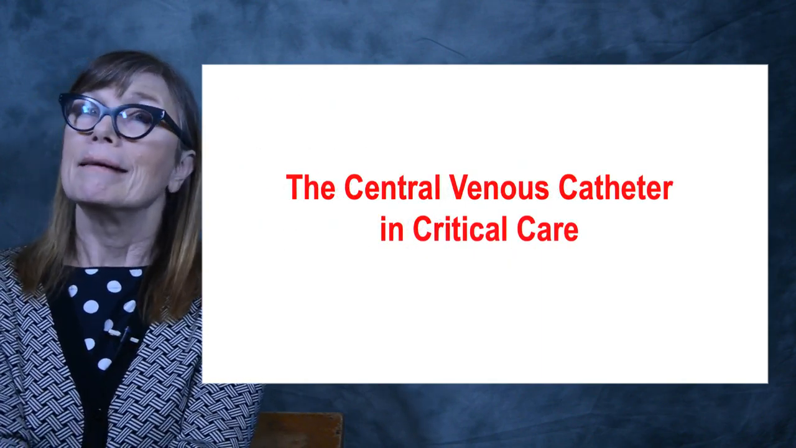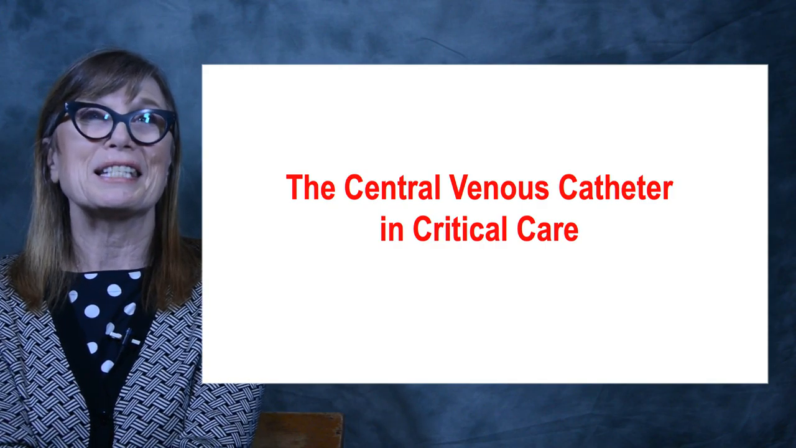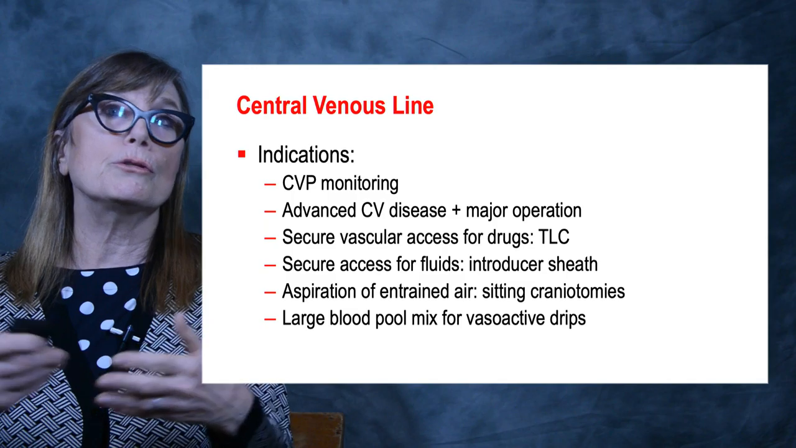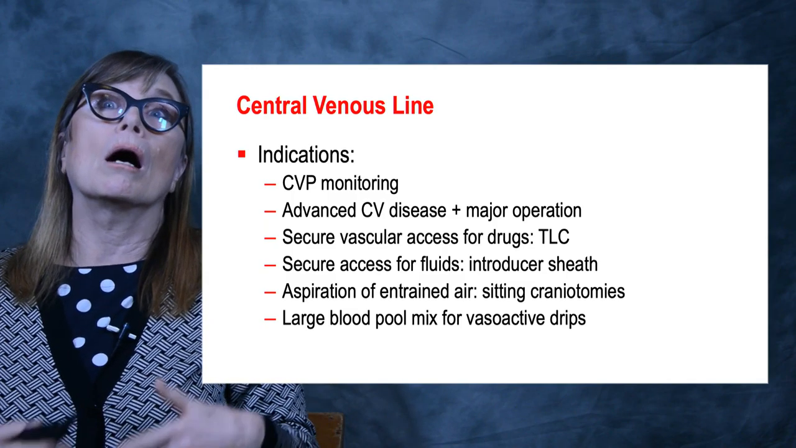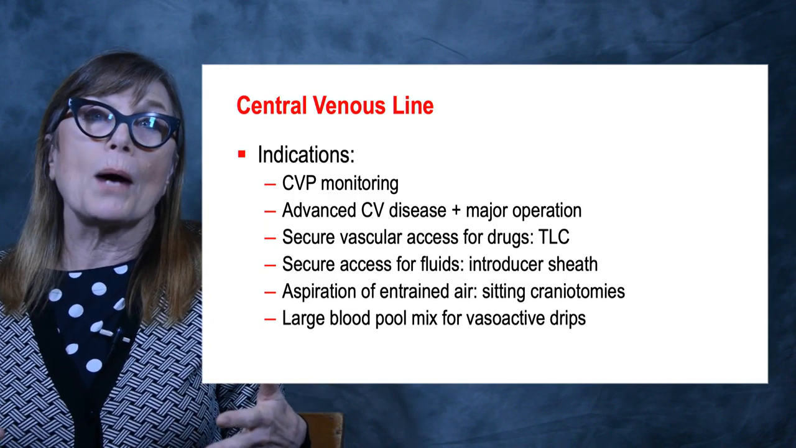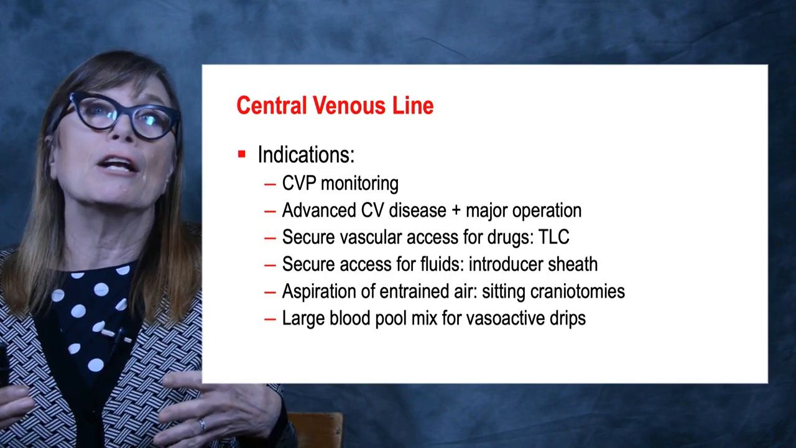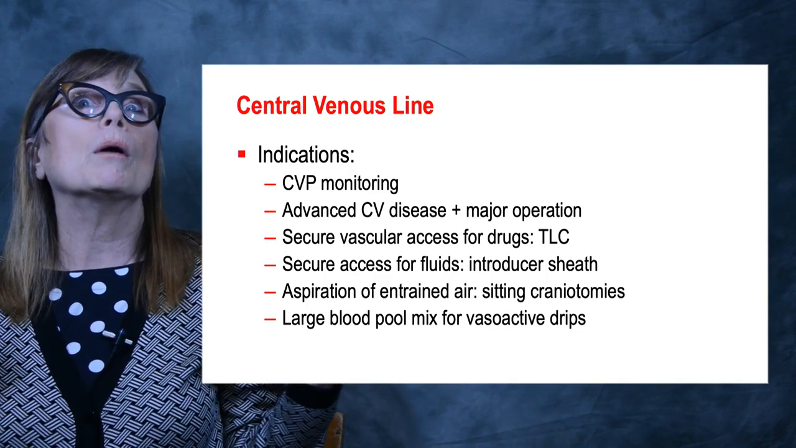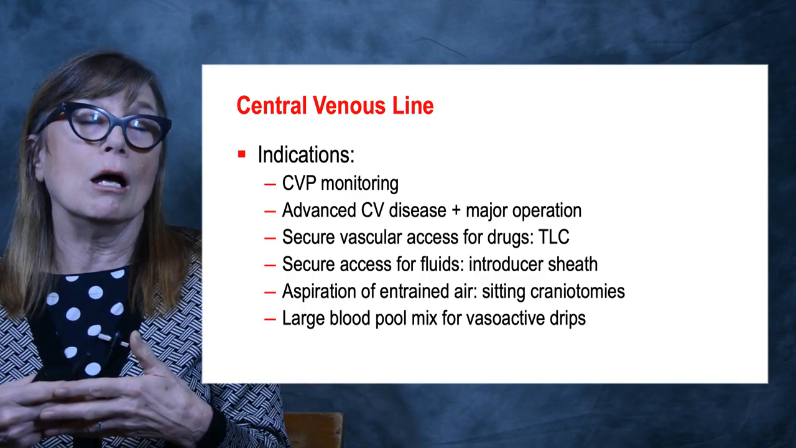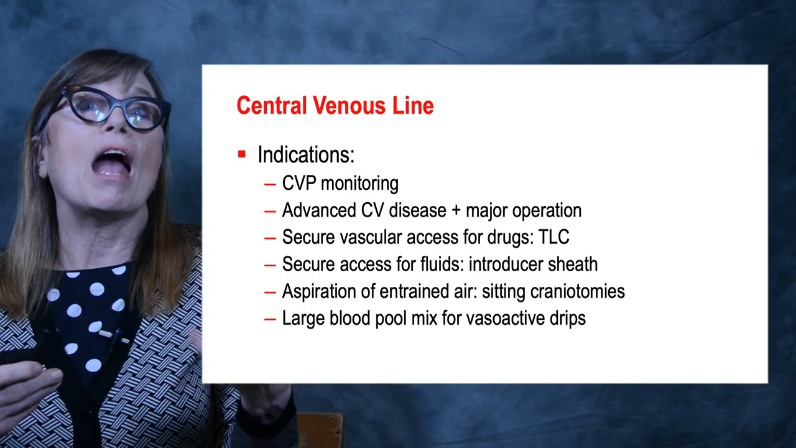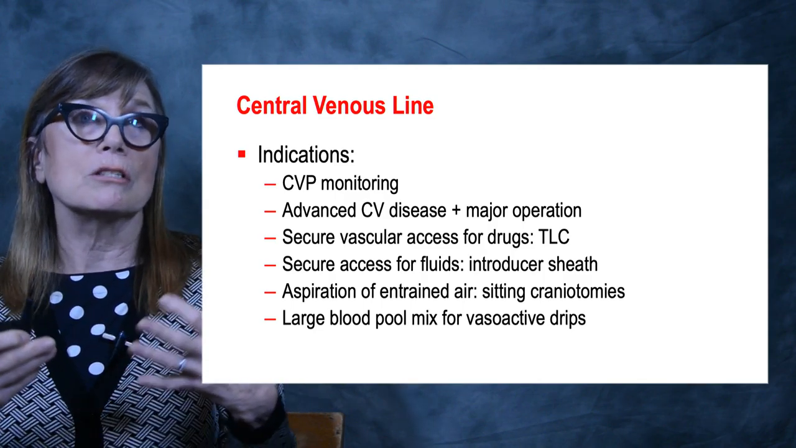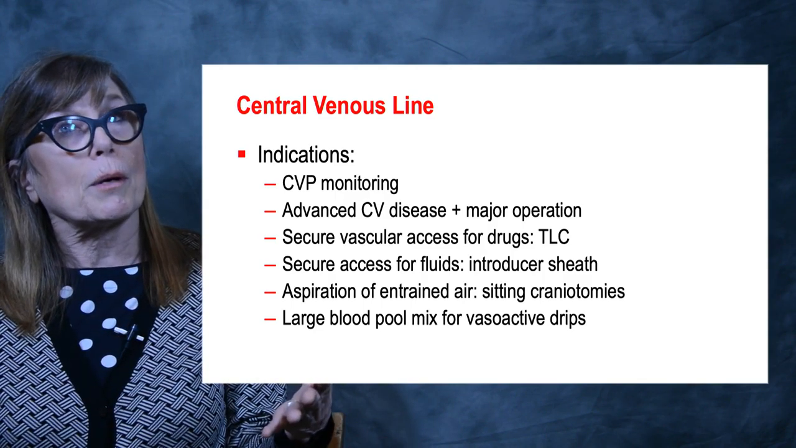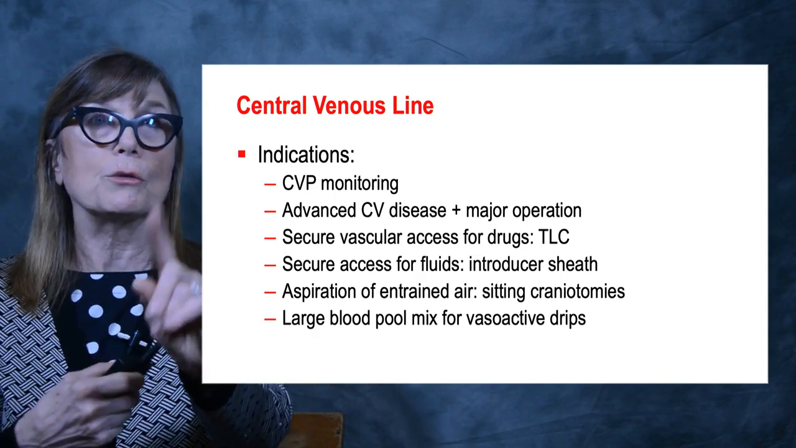Alrighty then. Now let's apply that to a central venous catheter. And the central venous catheter in critical care is used so that we can administer vasoactive substances that need to mix in a large blood pool. That's why we use central venous catheters, so that we won't cause terrible dyscrasia by giving very toxic agents that can cause necrotizing of tissue if they're given in small chambers. That's why we put it into the large blood pool for our vasoactive drips.